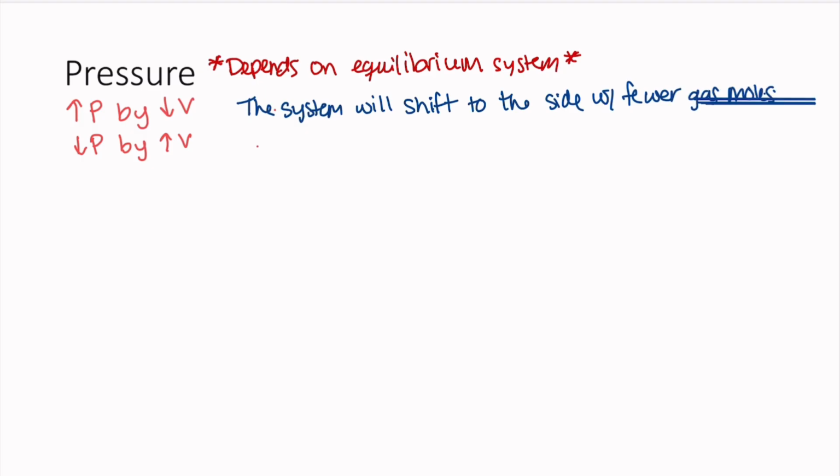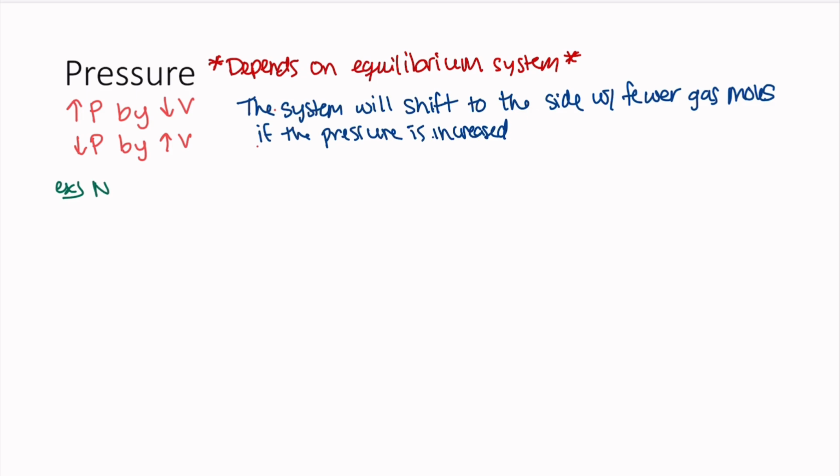If the pressure is increased, so if we think about it, when pressure is increased, it means that there is more stuff. And so you'll see it shift to the side with fewer gas moles to make more room. So the system will shift to the side with fewer gas moles if the pressure is increased. And remember, we increase the pressure by decreasing the volume. So let's look at an example.